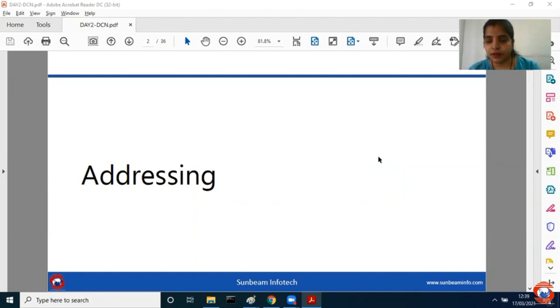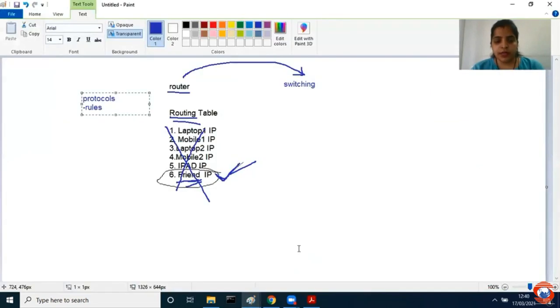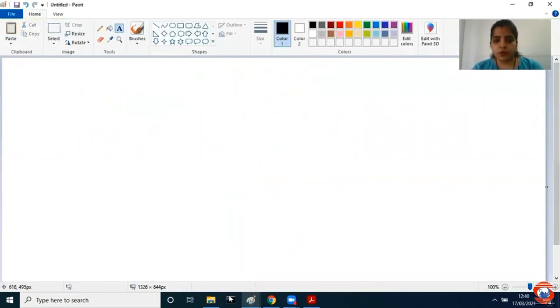Right. Good. So we have seen a few internetworking devices, right? Networking devices are basically used when you wish to connect over the network.